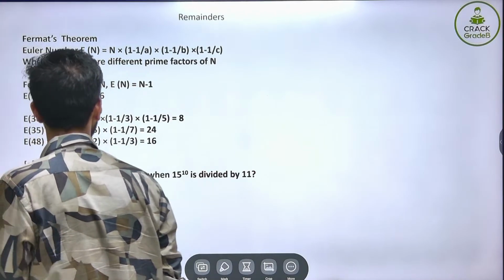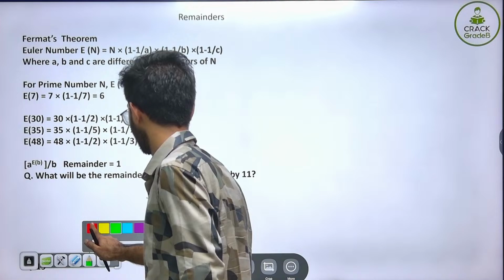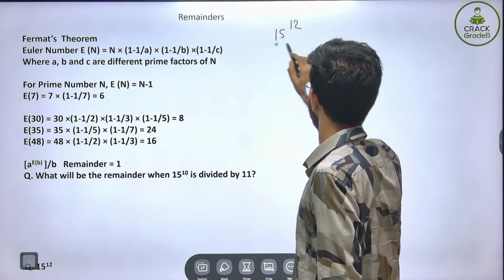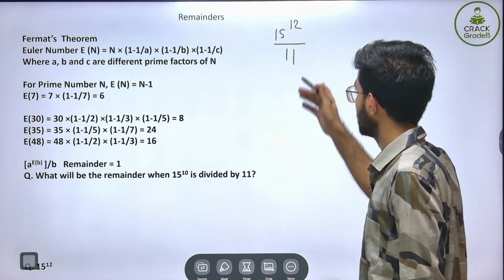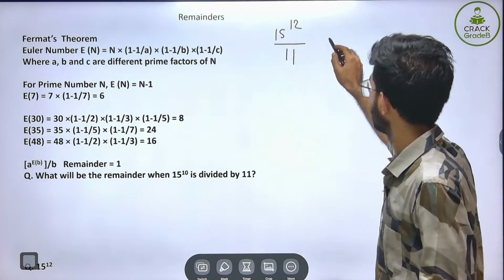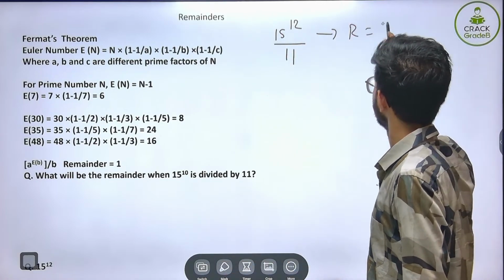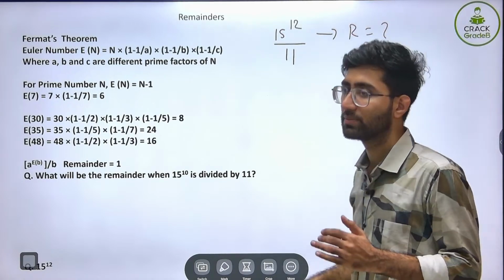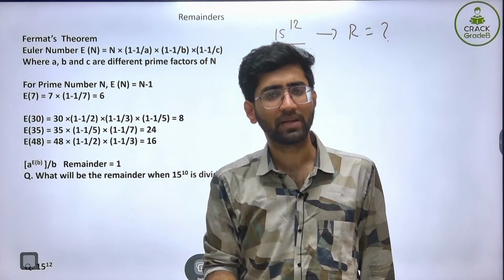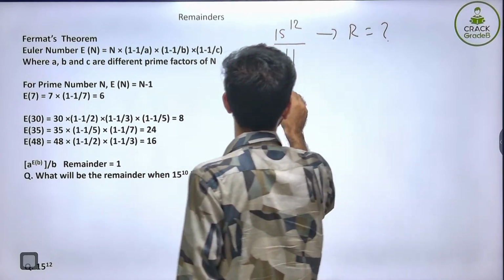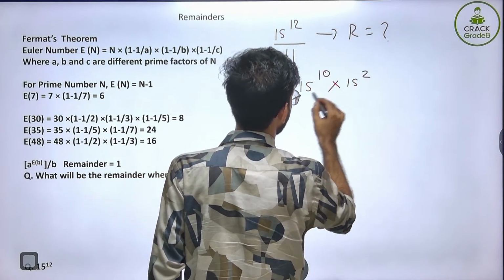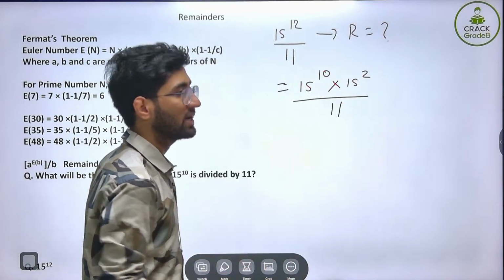Now there is a different question. Now the question is, what will be the remainder if you have to divide 15 to the power 12 by 11? What will be your answer? We have to find the remainder. See, 15 to the power 12 is basically 15 into 15 into 15, 12 times, divided by 11. So can we write it as 15 to the power 10 into 15 to the power 2 by 11? Yes, we can write.